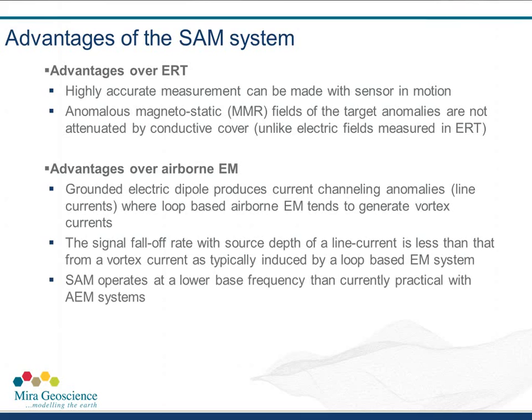Another issue with the EM is that they tend to produce vortex currents. So a loop transmitter will produce a vortex current rather than a line current, which is what we're producing with the SAM galvanic source. And the fall off of a line current is less than a vortex current.